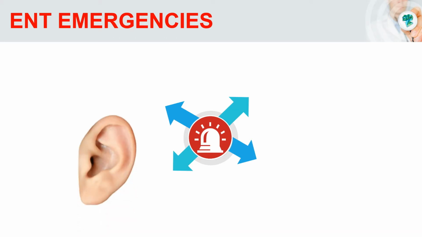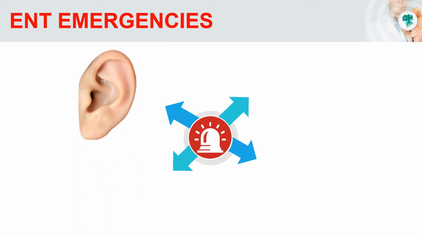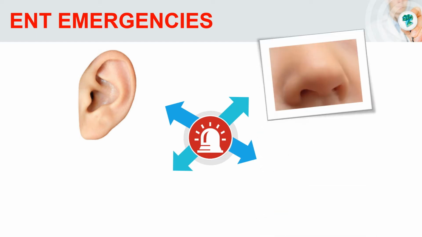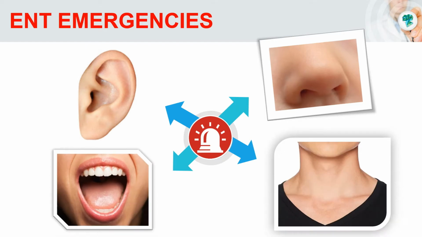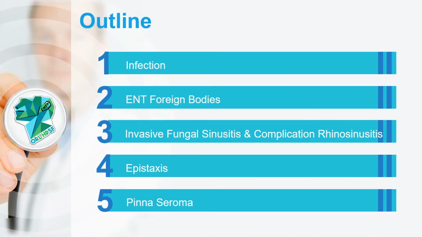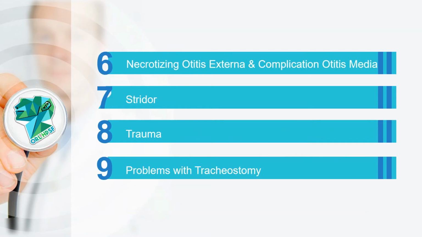So for ENT emergency, it can be divided into the organs, either ear, nose or throat or even neck. This is the outline of presentation today based on the topic. The first one is infection, and then ENT foreign bodies, the invasive fungal sinusitis and the complication of the rhinosinusitis, epistaxis, venous necrotizing otitis externa, and the complications of the otitis media, stridor, trauma, and also problems with tracheostomy.